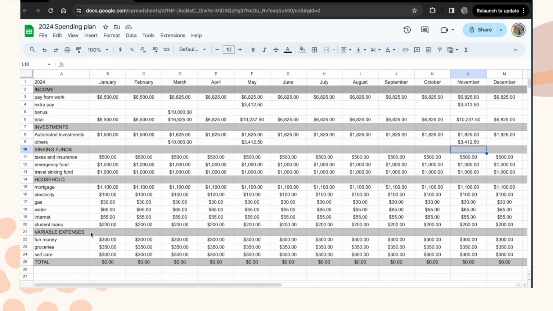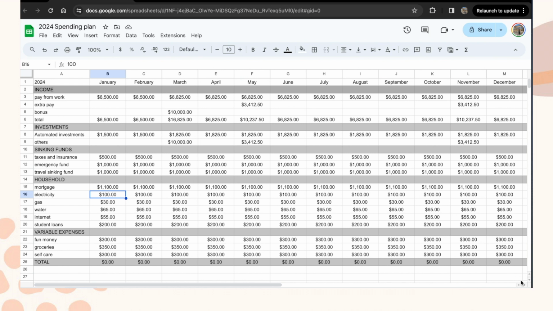In the next section, household and variable expenses will more or less stay the same throughout the year. So I won't go in and update until I am looking at the budget for that specific month. Again, the only one that will likely change is electricity. Because I have been keeping track of my spending for a number of years now, I know exactly what these expenses will be. If you are new to this, look back at your statements from the last few months to help you fill out what this will look like.